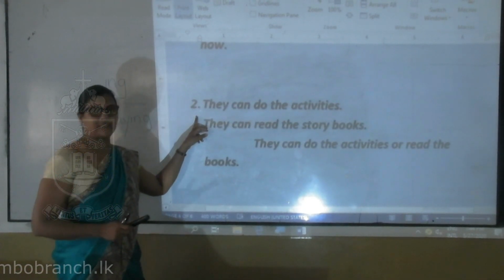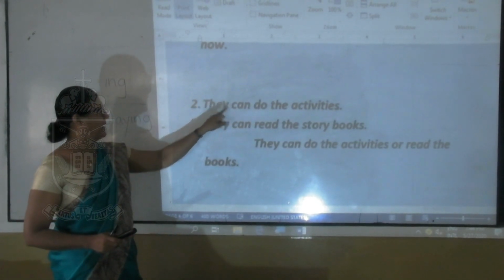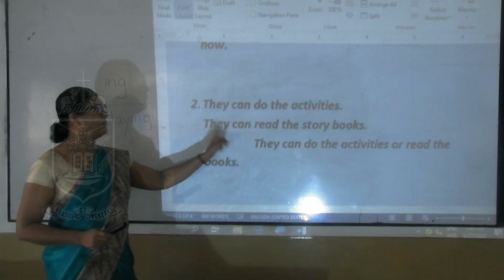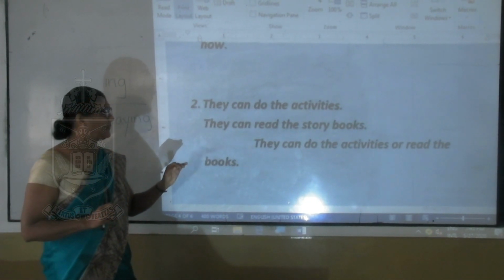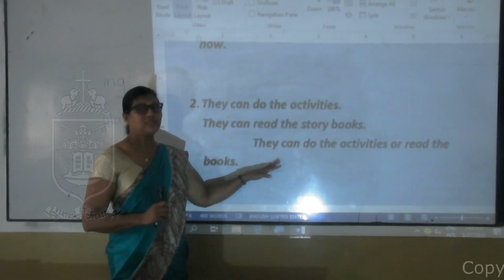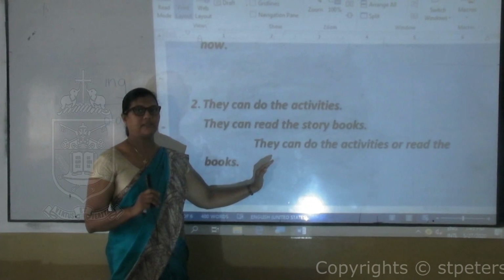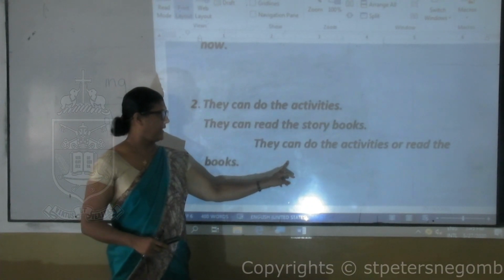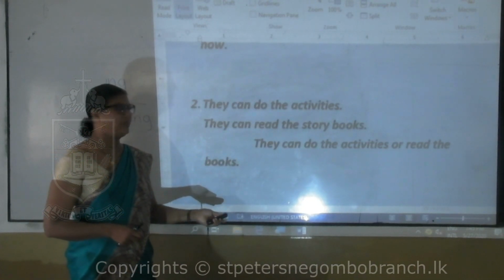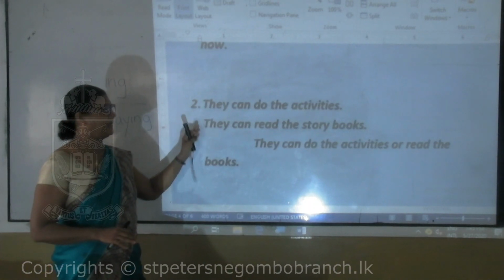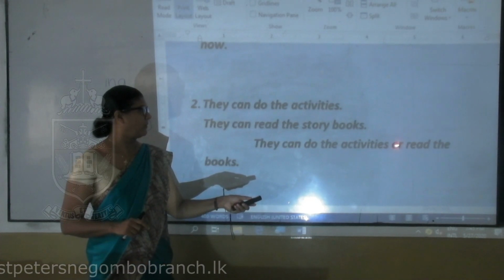They can do the activities. They can read the storybooks. When you make the sentence combining these two, you must not repeat the words. You have to select only once, like this: They can do the activities or read the books. We have not used "they can" twice, only once.